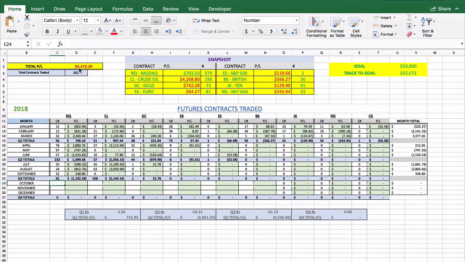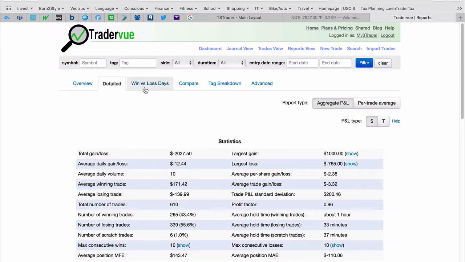I've made it more than a year, and I've only lost $5,000, almost $6,000. So that's a positive takeaway. As for my best month, let me go back here.